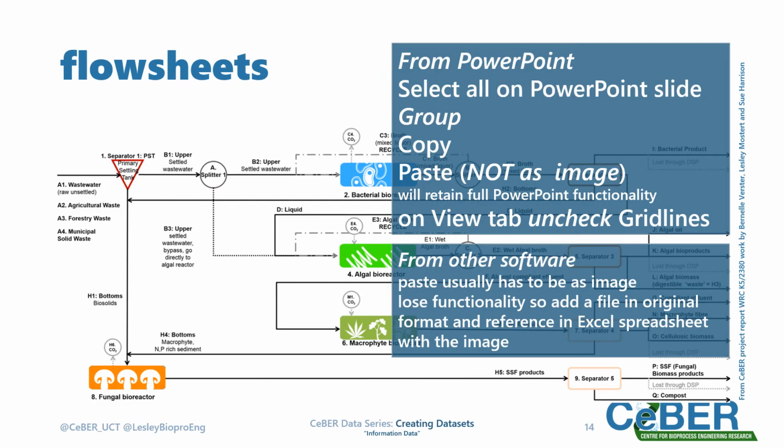Then flow sheets. So from PowerPoint, you can just put your flow sheet in. You select everything on the PowerPoint slide, you group it, you copy it, and you paste it, not as an image, and it retains all its PowerPoint functionality. Somebody would be able to download your file, copy that image, and place it into a PowerPoint and manipulate it as they choose. And if you want it to look good, uncheck your grid lines so that it comes out with a white background.